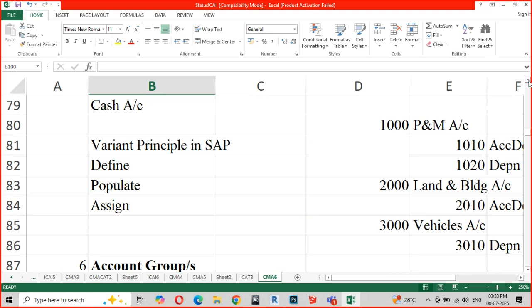For example, the company code you need to define. You need to generate a company code. You need to create a company code in your SAP system. You need to define a chart of accounts. You need to create a chart of accounts.